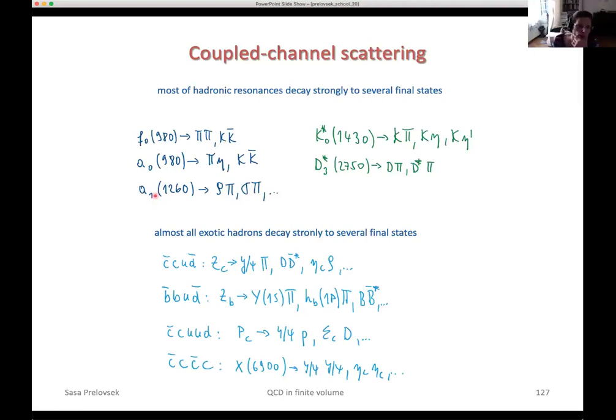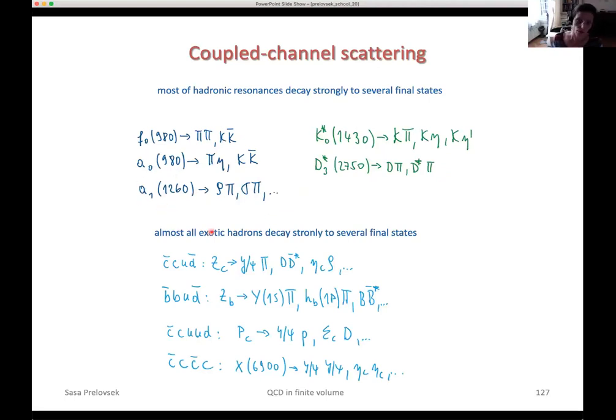So for example, this hadron is decaying to pi pi and K K bar. This one is decaying to pi eta and K K bar. This one decays like this. The strange resonances decay strongly to multiple final states, the D meson resonances and so on and so forth. And those are, at least, conventional hadrons. And this one as well.